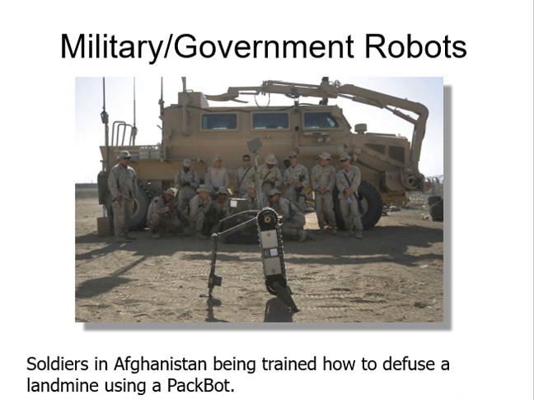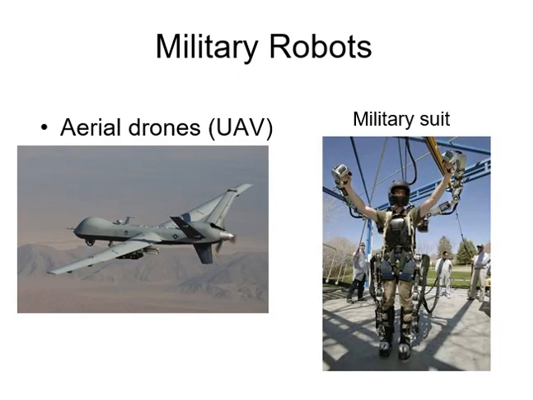Now let us see the same which we have seen before. It's a military robot. Soldiers in Afghanistan are being trained how to defuse a landmine using a PackBot. This is the picture of how a soldier is trained. And then we are going to see about military robots again. They are aerial drones and military suits. An aerial drone is also one kind of robot, and a military suit is also one kind of robot. This is a representation of that.